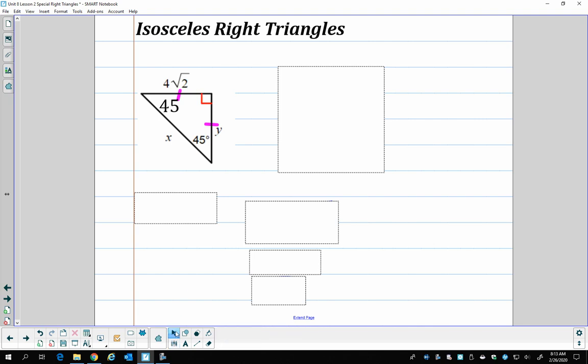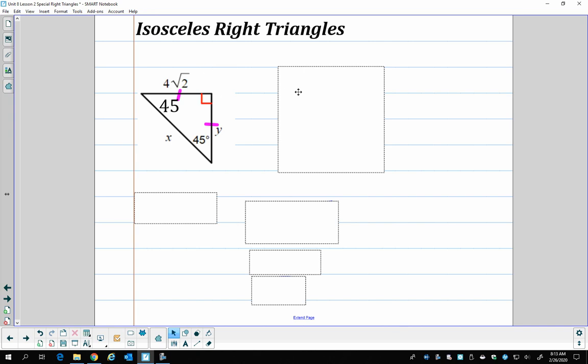Any triangle I draw that's a right triangle with two 45-degree angles is going to be similar to any other triangle I draw that's a right triangle with 45-degree angles. We know that's true because of the angle-angle theorem. If two angles in two triangles are congruent, we know those triangles are similar.